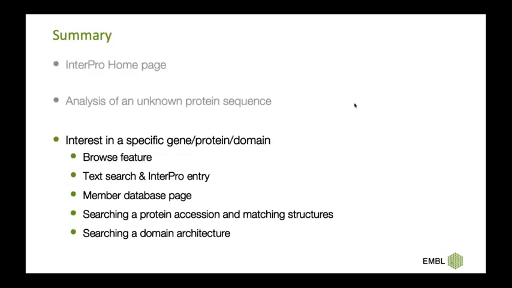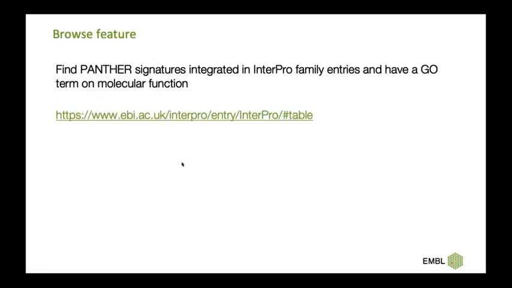Okay, let's now have a look at more details on the different InterPro pages. We are going to first explore the browse feature. This allows you to filter the data based on specific criteria. So let's imagine we are interested in finding the pointer signatures that are integrated in InterPro family type entries and have a GO term matching a molecular function.